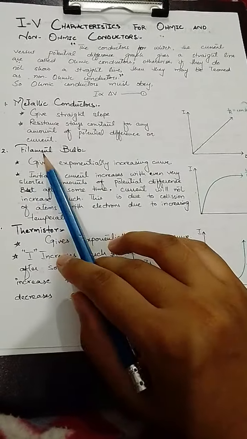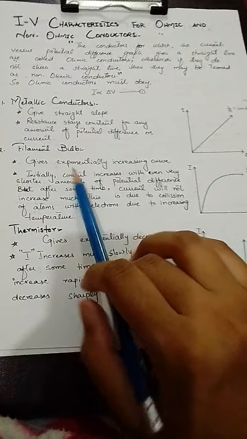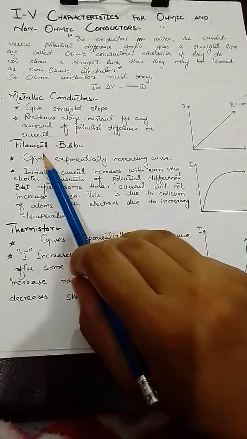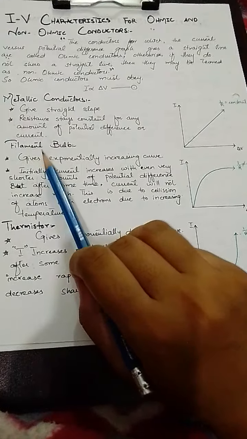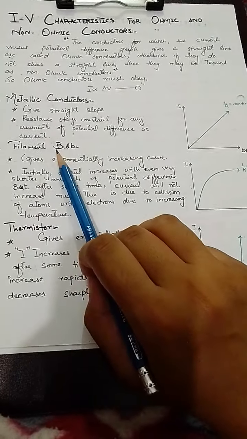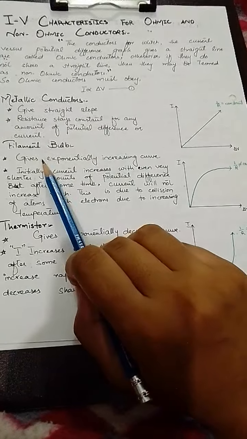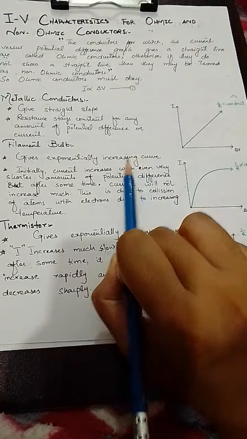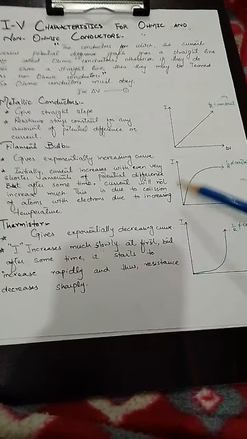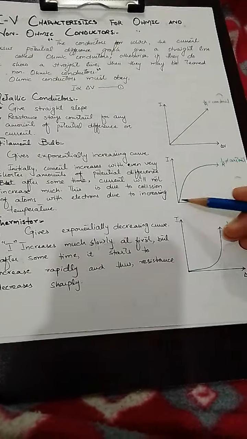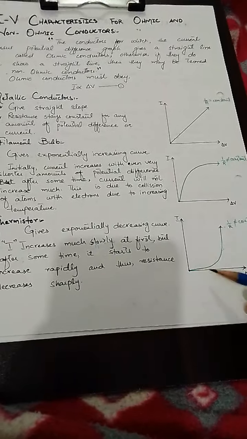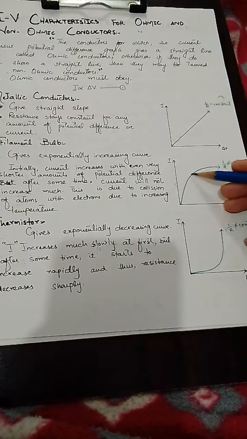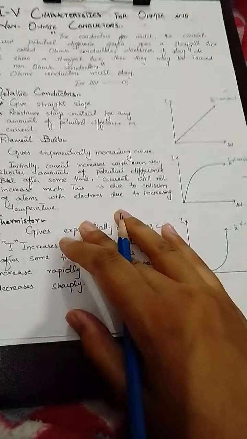The second type is the filament bulb. You must have often seen that a tungsten bulb has a filament. That tungsten filament does not obey Ohm's law. How? It gives an exponentially increasing curve. What is an exponential curve? This type of curve or this type of curve. These kinds of curves in graphs are called exponential curves.